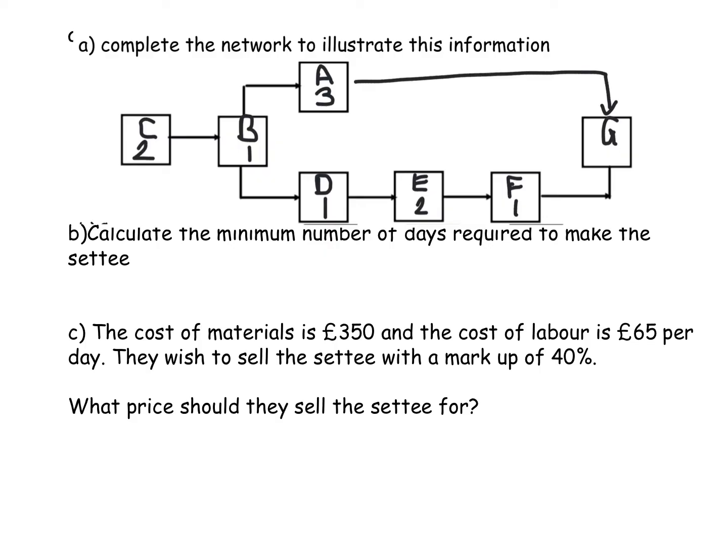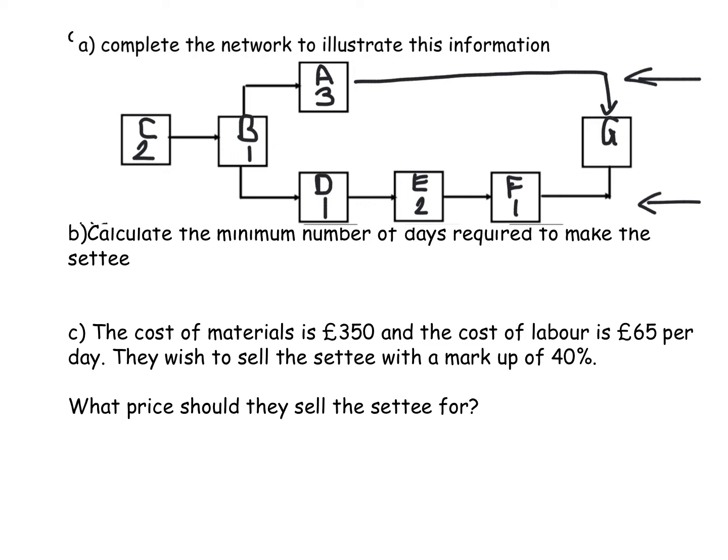So here is the next bit of the question. It asks us to calculate the minimum number of days that are required to make the settee. So the minimum number of days is the tricky bit. You have to look at the table. Now you don't just simply add up all these other tasks. What happens is, see that you've got a bit at the top of the diagram, you've got a bit at the bottom of the diagram. These are going on concurrently.